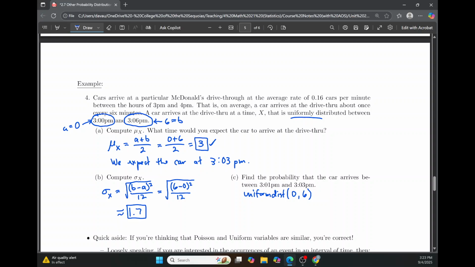And now we're being asked to find the probability that a car arrives between 3:01 and 3:03. Well, if 3 o'clock corresponds to time 0, then 3:01 corresponds to time 1. So we want the probability x is between 1 and 3, okay? Let's head over to Desmos and take a look.